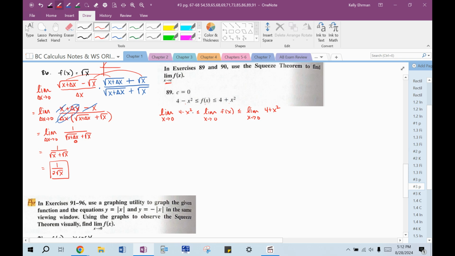And then I can use direct substitution for the first limit. So 4 minus 0 is 4. So 4 has to be less than or equal to the limit as x approaches 0 of f of x. And that has to be less than or equal to 4 plus 0 squared, so 4 again. So this is called the squeeze theorem because you're saying this limit has to fall between 4 and 4. So the only possibility is that the limit as x approaches 0 of f of x has to equal 4. If it's got to squeeze between 4 and 4, the only option is for it to be exactly 4.